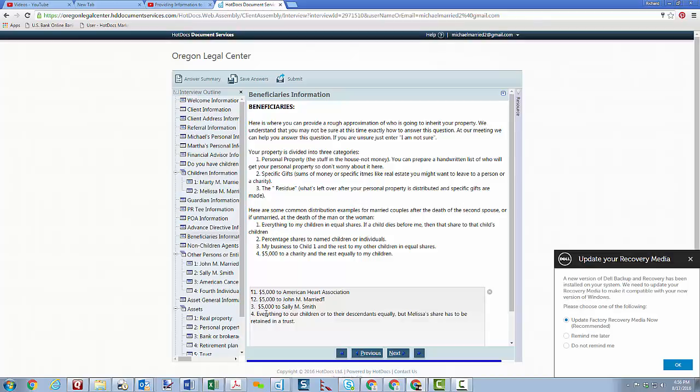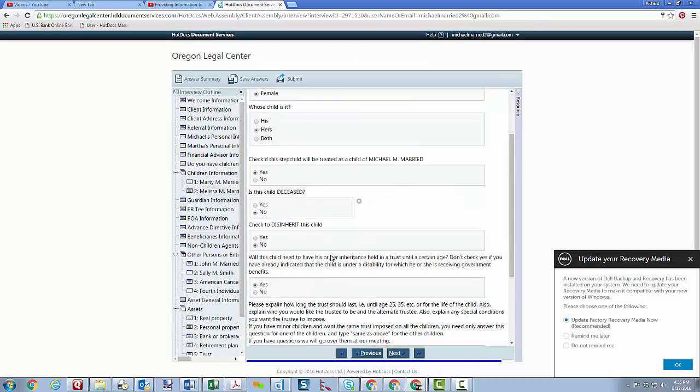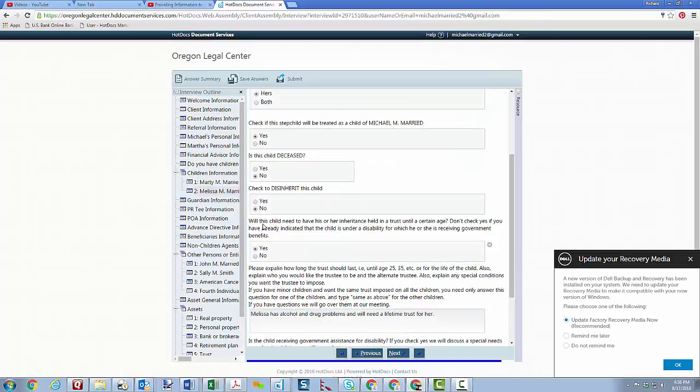But Melissa's share has to be retained in a trust. That's because you set up here on Melissa, does this child need to have his or her inheritance held in a trust? And you explain that Melissa has alcohol and drug problems and will need a lifetime trust.